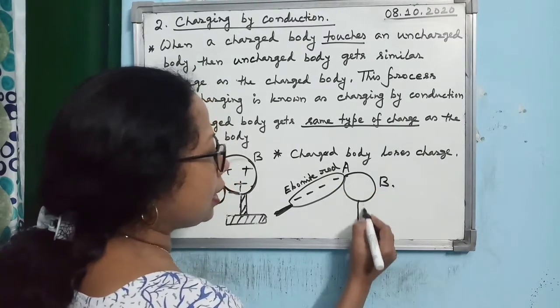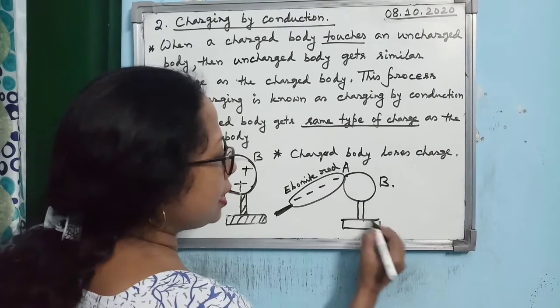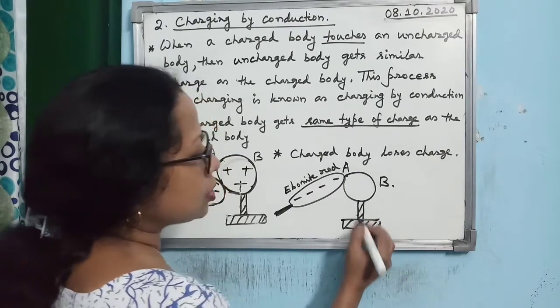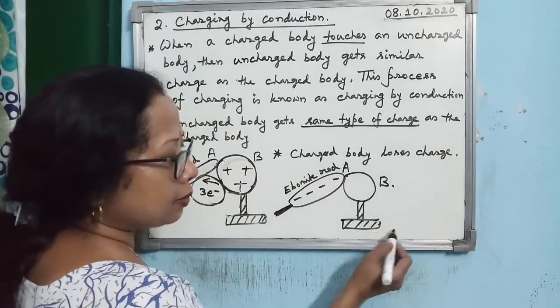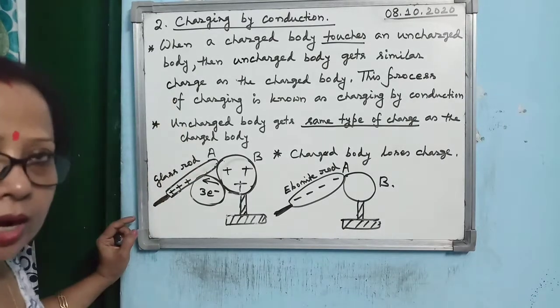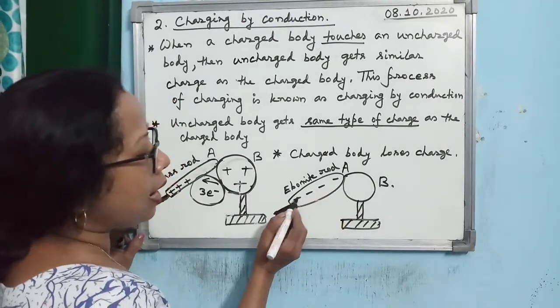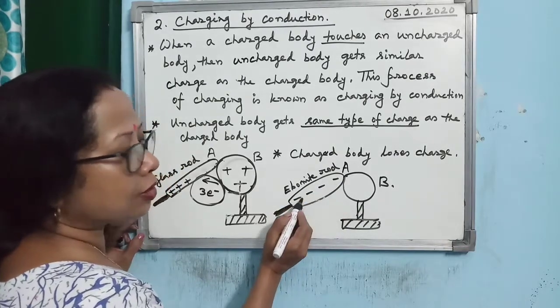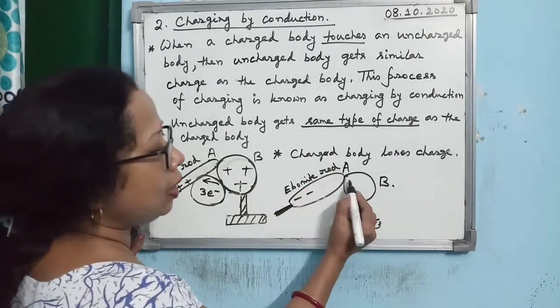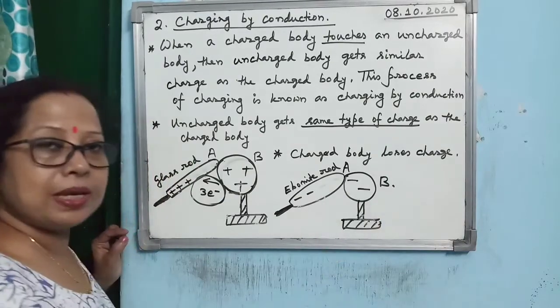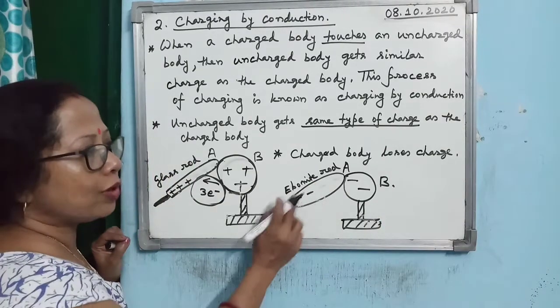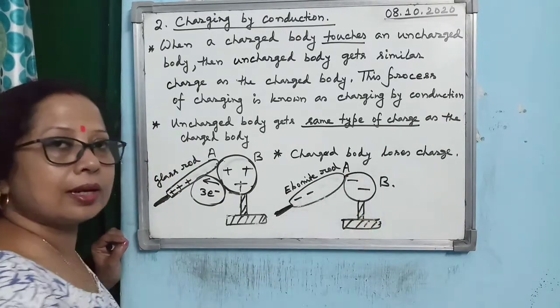First of all, you will keep the body B on the insulating stand. Why on the insulating stand? So that the charge cannot go to the ground. That's why it is kept on the insulator. Now when it will touch, then what will happen? A is having 4 extra electrons, so electrons will go to B, because A has extra electrons and B has no extra electrons.